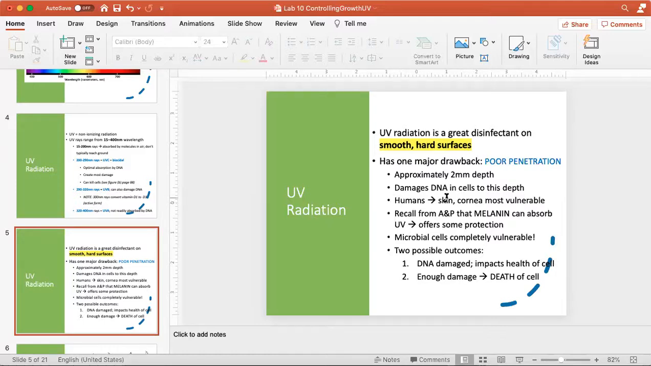For us, our skin and our cornea are most vulnerable to ultraviolet, which is why we wear sunscreens and we wear the appropriate eyewear, sunglasses, when we're out in the sun. Now, human beings have evolved a little bit of a protective mechanism, haven't they? If you remember from your anatomy classes, human beings have a molecule called melanin in their epidermis, right? And melanin, which is a pigment, can absorb ultraviolet.